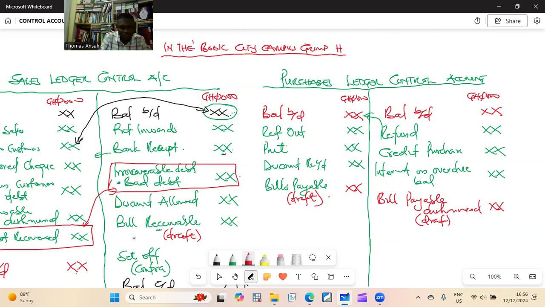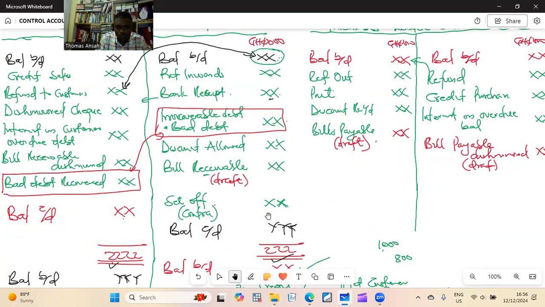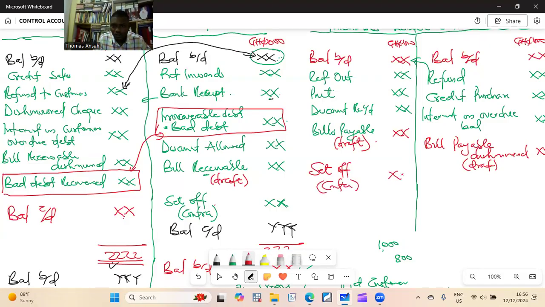The last thing that is left here is the set off. So what did we do with the set off in the sales ledger? You see, we credited it. So here we are reducing our balance with the set off or the contra. All right. So that is that.